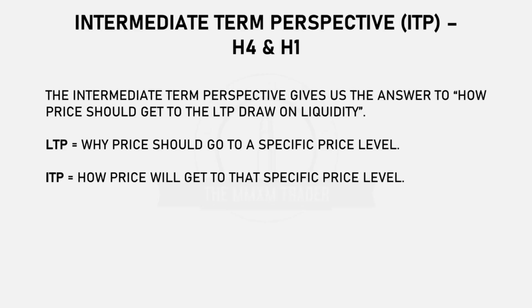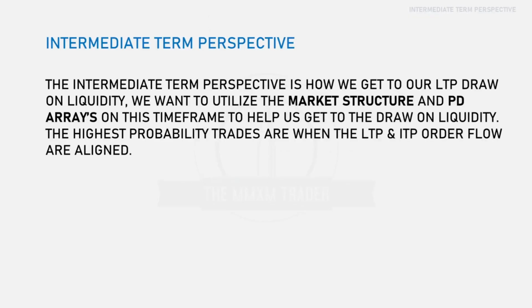So the intermediate term perspective gives us the answer to how price should move to get to that long-term perspective draw on liquidity, right? So remember, long-term perspective is the why price should go to a specific level, and intermediate term perspective is how price will get to that specific level. The intermediate term perspective is how we get to our long-term perspective draw on liquidity.